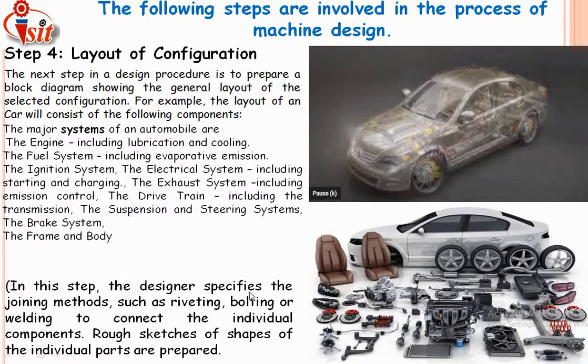In this step, the designer specifies the joining methods such as riveting, bolting, or welding to connect the individual components. Rough sketches of the shapes of the individual parts are to be prepared. That is the selection of the layout of a configuration: preparing a layout of how you are going to join the simple components with each other when you are assembling that product.